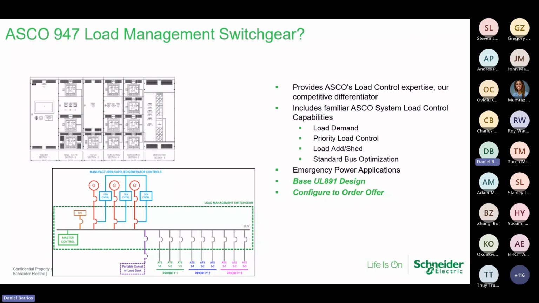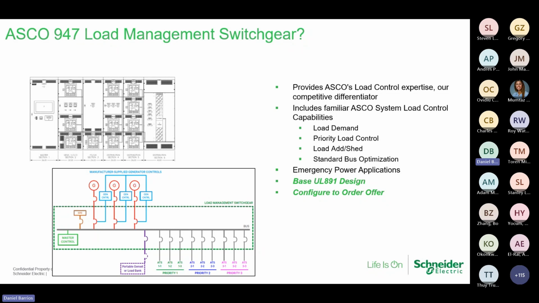ASCO has what's called a 947 load management switchgear. I alluded to that a little bit earlier. That is our intermediate. It provides ASCO load control expertise and our competitive differentiator. What do I mean by that? By letting us do it, you can do the paralleling. The paralleling is fine. You've taken your 2 or 3 generators, you put them on. But what functions do you need beyond that?